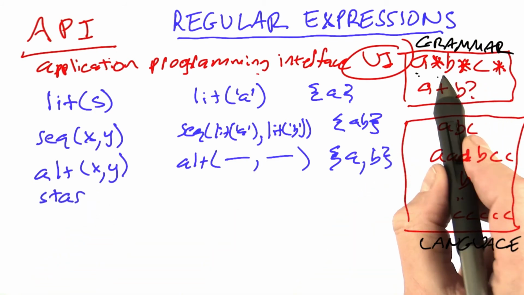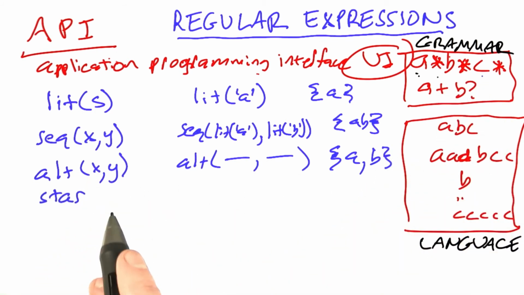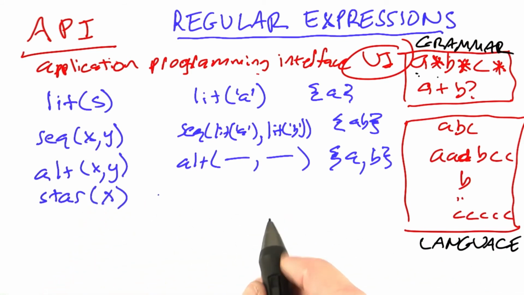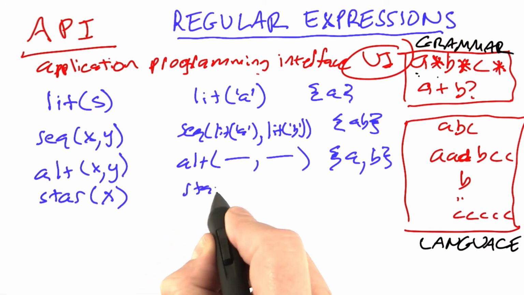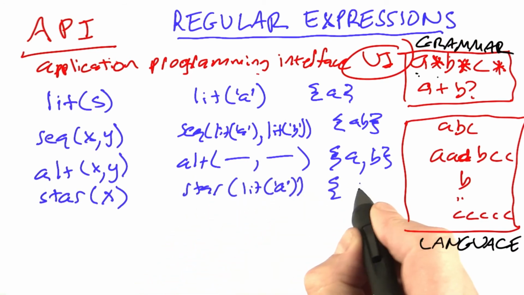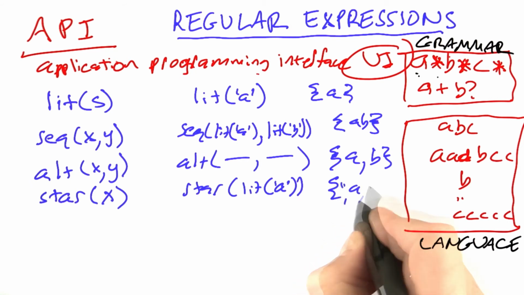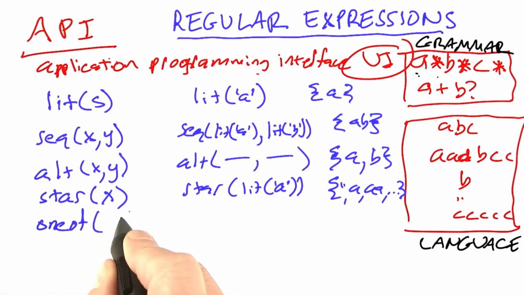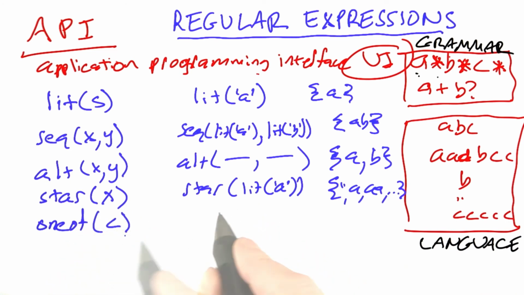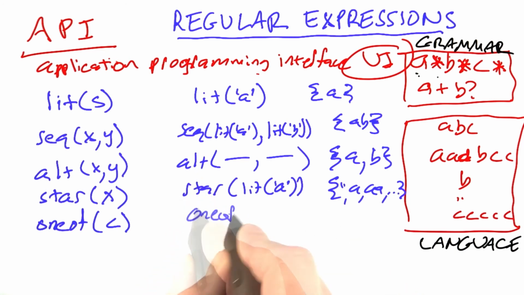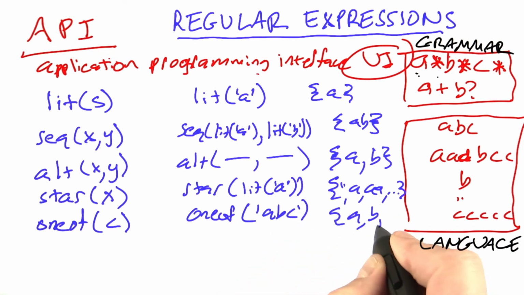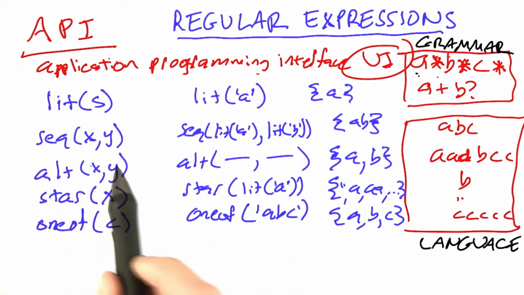We'll use the standard notation for the name of our API call here, and star of X stands for any number of repetitions, 0 or more. So star of literal A would be the empty string, or A, or AA, and so on. We can say one of, and then a string of possible characters, and that's the same as the alternative of all the individual characters. So one of A, B, C matches A or B or C. It's a constrained version of the alt function.